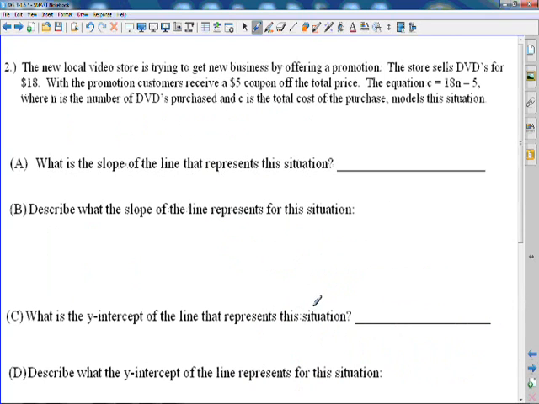Next, right here, the new local video store is trying to get new business by offering a promotion. The store is selling DVDs for $18. With the promotion, the customer receives a $5 coupon off of the total purchase. You have the equation C equals 18N minus 5, where N is the number of DVDs purchased and C is the total cost of the purchase. It says, what is the slope of the line? Y equals mx plus b. The number with the x is 18, so the slope is going to be 18.